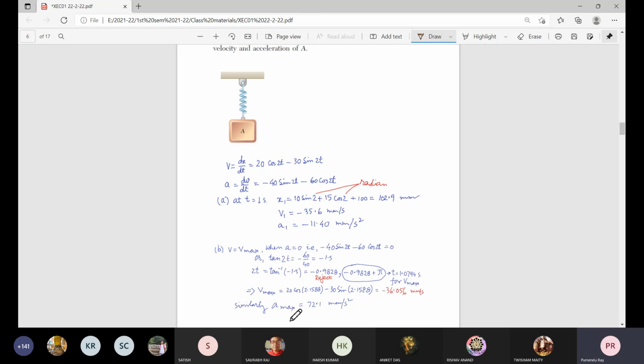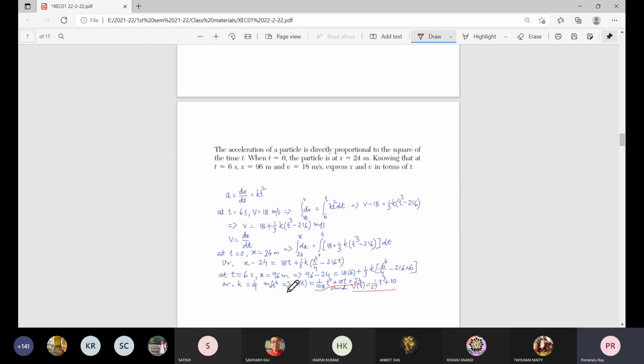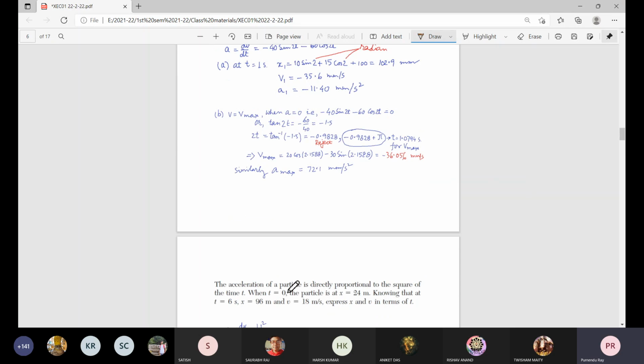Similarly, maximum acceleration you can find in that way. Now in the next example, it is given in the form of some other variable, square of the time t, the acceleration, not that position or displacement x. So x versus t is not there, it is acceleration versus time. So you need to integrate it.